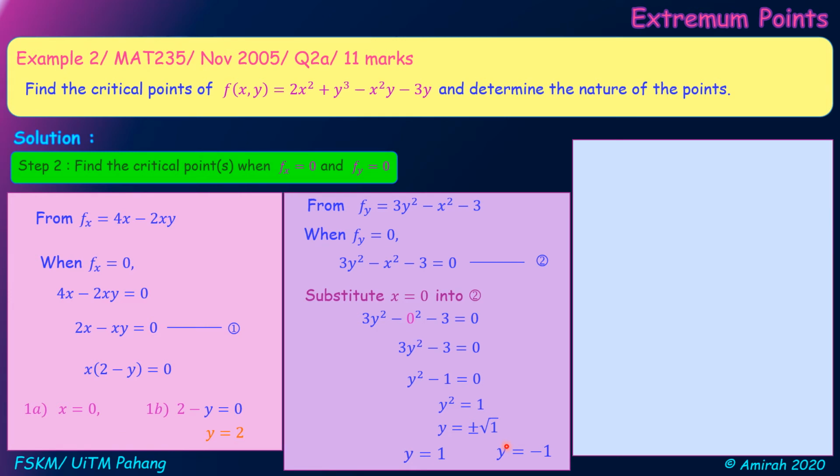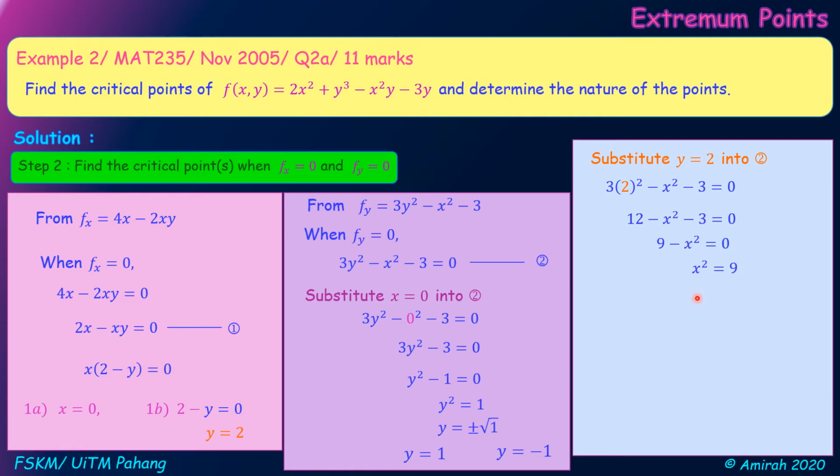So from here, after we substitute the value of x into equation 2, then we substitute the value of y. y equals to 2 into equation 2. So from equation 2, we have 3y squared. Now we replace y by 2, and then minus x squared, and then minus 3 equals to 0. Then we simplify. We get 12 minus x squared minus 3 equals to 0, and 9 minus x squared equals to 0.